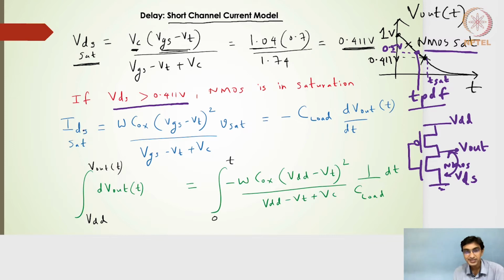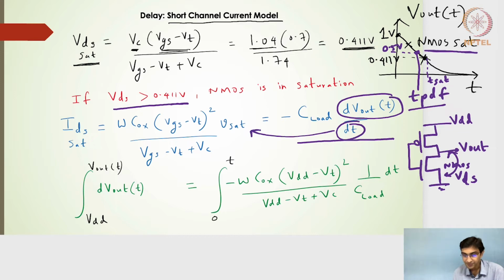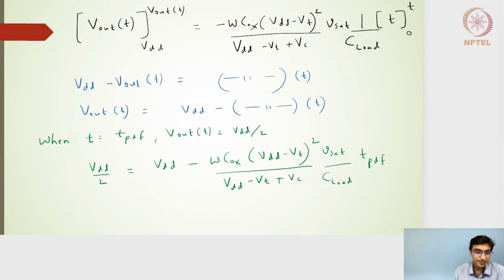So I'll equate the IDS saturation current equation, which is nothing but W C oxide, velocity saturation, multiplied by (VGS minus VT) the whole square divided by (VGS minus VT plus VC), equal to the capacitor discharging current equation, which is nothing but C load dV out by dt. If I do the integration on both sides and take dV out on one side and dt on the other side, I should be able to find the expression for V out. So that's what I have done here.